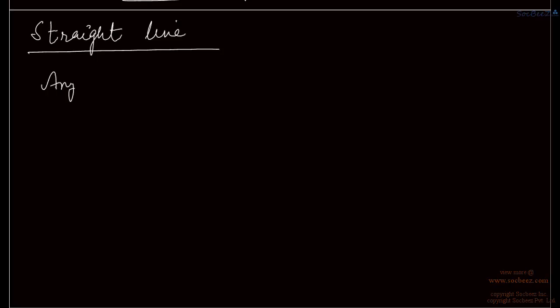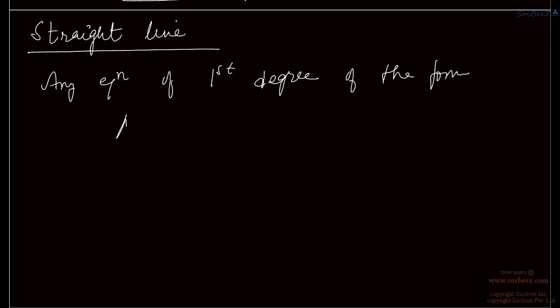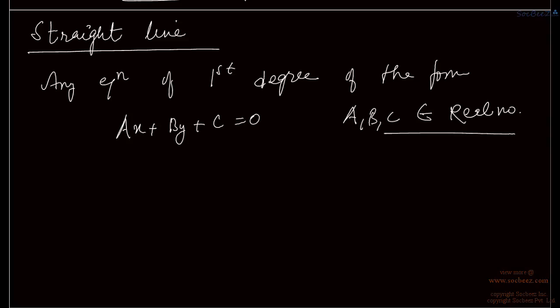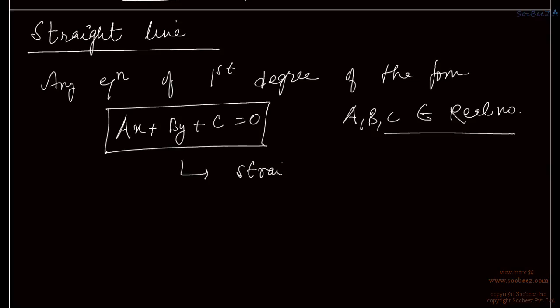Any equation of first degree of the form ax plus by plus c is equal to 0, where a, b and c are of course real numbers, a, b, c belong to real numbers. Okay, so this equation is the equation of a straight line. Okay, what is the slope of a straight line?